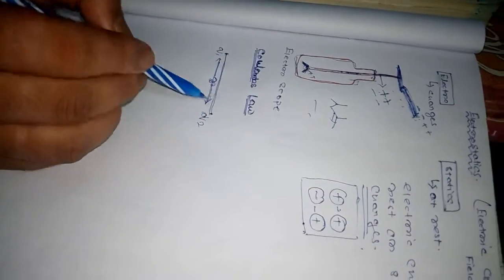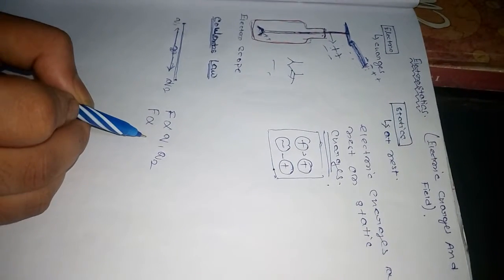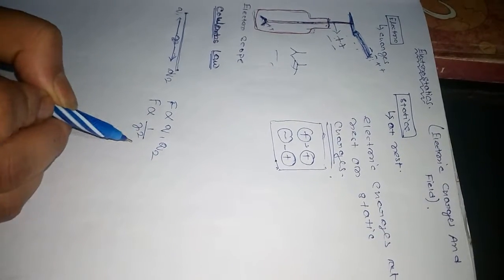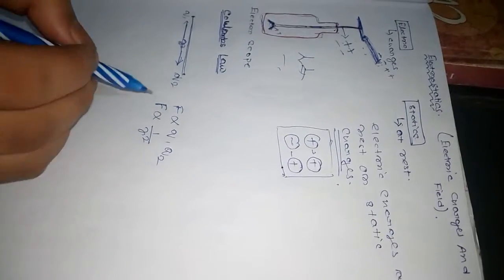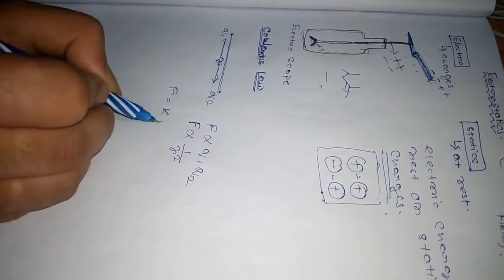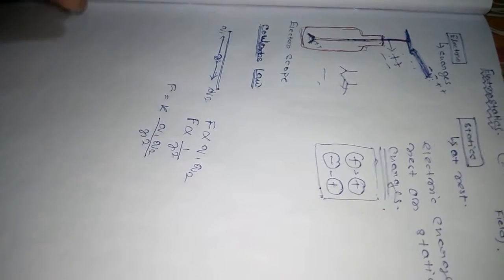So how can we determine the force acting between them? Friends, this is the same as the gravitation chapter which you learned in class 11. The force acting between the two charges is directly proportional to Q1 and Q2, and directly proportional to 1 by r square. So we can easily write that F is equal to some constant K into Q1 into Q2 by r square.